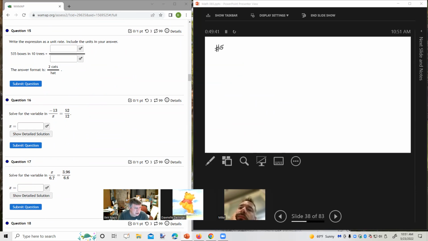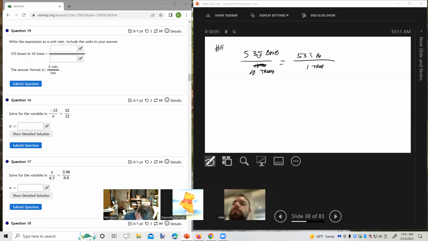Write the expression as a unit rate. Include the units in your answer. So a unit rate is so much of something per one of something. So we've got 535 boxes in 10 trees. So that's going to be, dividing by 10, 53.5 boxes per one tree. Dividing by 10, you just move the decimal point 1 place to the left.